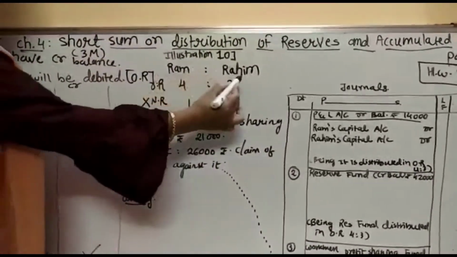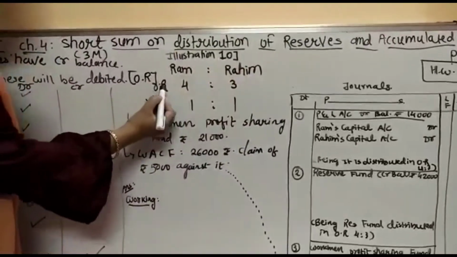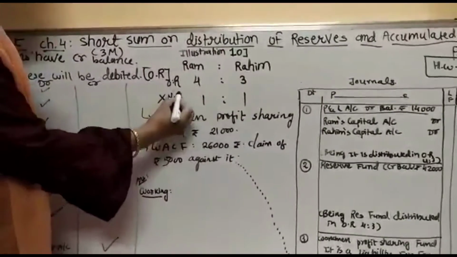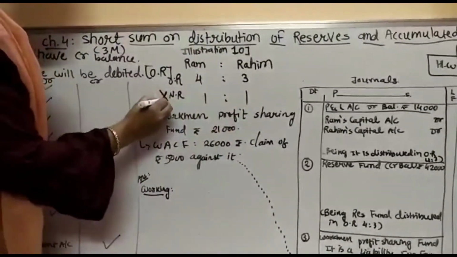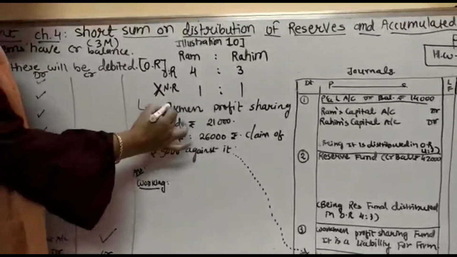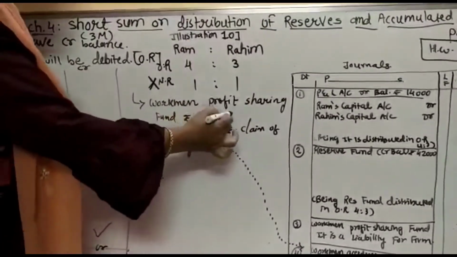There are 2 partners, Ram and Rahim. Their old ratio is 4:3. Their new ratio is 1:1. But this is not required, so I have put a cancel sign. Next, the workman profit sharing fund is given, and that is 21,000.